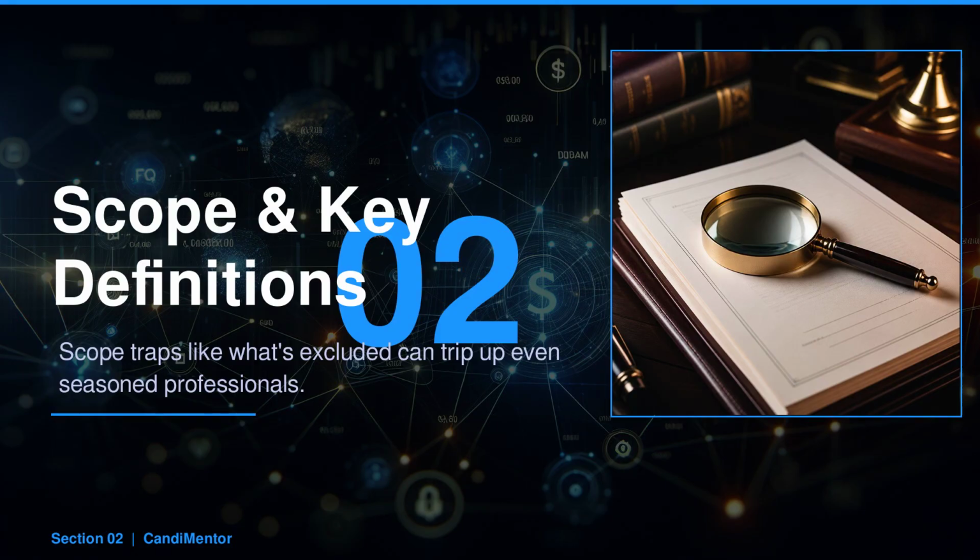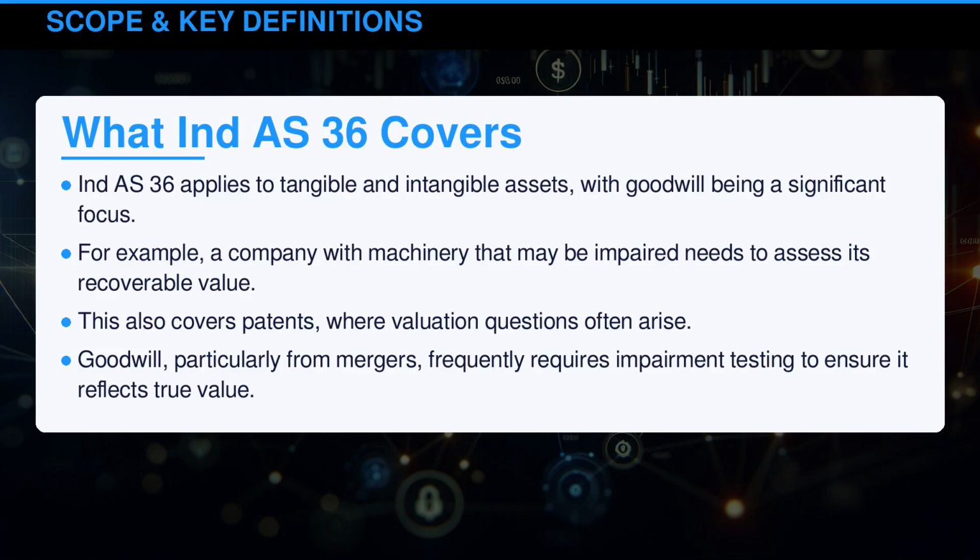Understanding the scope of Indian Accounting Standard 36 is crucial. Many candidates mistakenly assume inventories fall under this standard, which is a classic interview trap. Knowing what's included, like intangible assets and goodwill, versus what's excluded, such as financial assets, can make or break your interview performance. Indian Accounting Standard 36 applies to tangible and intangible assets, with goodwill being a significant focus.